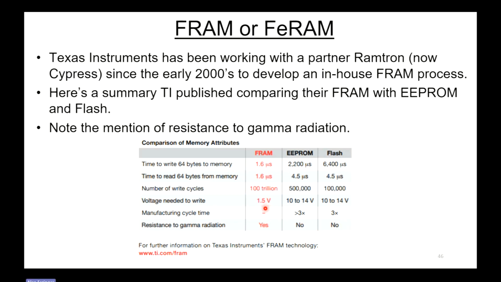And one thing I noticed right away, you look at these voltages here, you only needed 1.5 volts to write the FRAM, and you need like 10 to 14 volts to write the EEPROM. So you're not stressing those oxides. But the one that really caught my attention was this one at the bottom here, resistance to gamma radiation. I'm pretty sure this is what TI is using for all their rad-hard or rad-tolerant products right now, if they need an onboard memory.